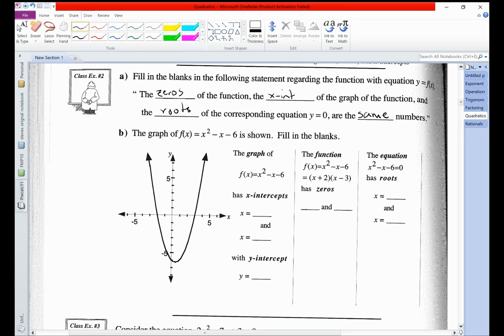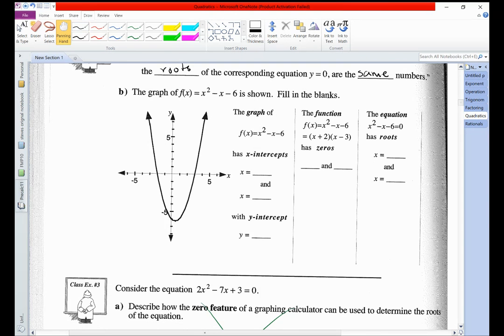So here's the graph that we did yesterday on the last page. It has the x-intercepts of -2 and +3, and a y-intercept of -6. The function f of x is equal to x squared minus x minus 6 has the zeros -2 and 3, and the equation has the roots of -2 and 3. So you can see they're all the same. I'm just trying to reiterate that.